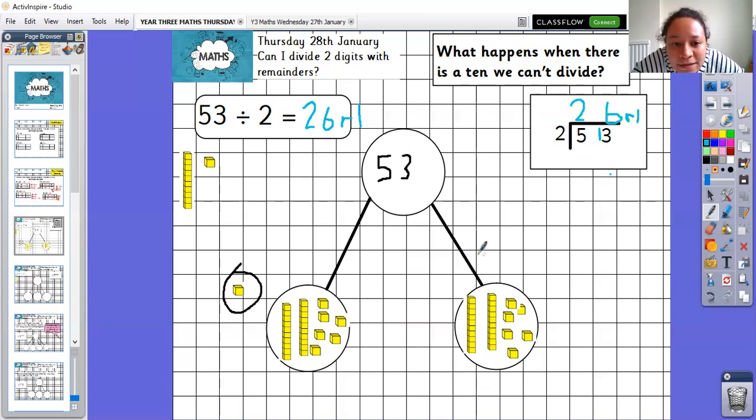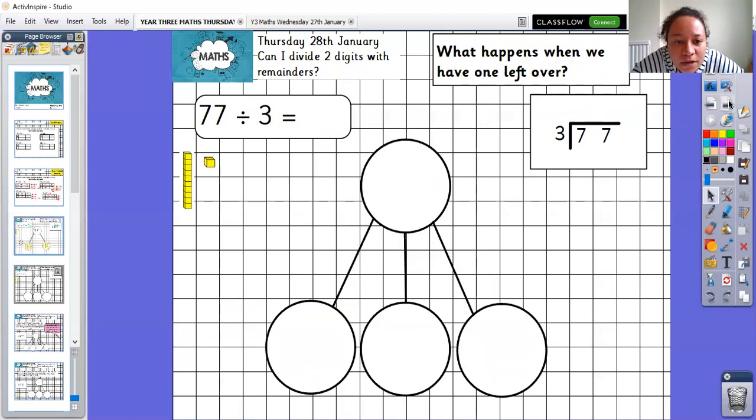So you'll see the answer is exactly the same as when we were using our part whole model method. So they will give you the same answer. One of them is just slightly quicker than the other. Okay, let's have a little look at another one. So this time I'm doing 77 divided by 3.